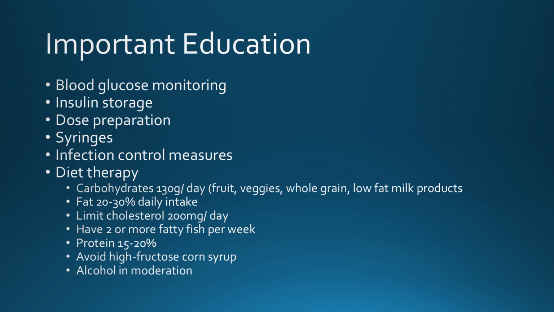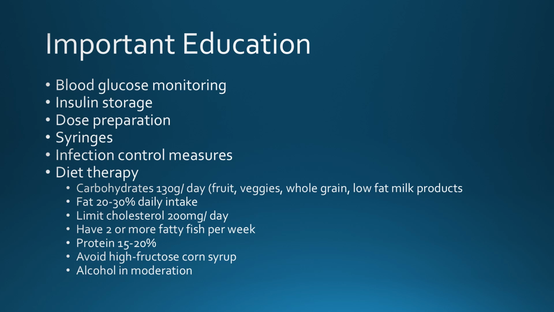We may need to talk to them about how to store their insulin. Some types of insulin need to be kept cool. Some need to be kept at room temperature. We may need to educate them on giving themselves insulin injections or having a family member be able to give themselves injections, whether that's using a regular syringe or an insulin pen. We need to make sure that they are aware of how to do that and can actually demonstrate doing that before they leave the facility. We want to make sure that they can care for themselves.